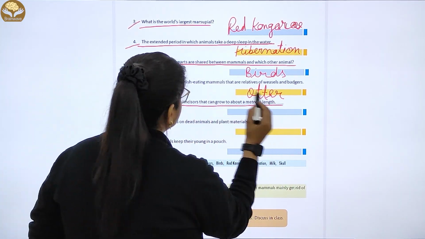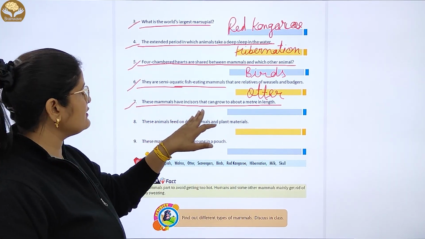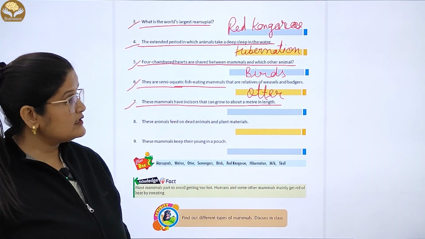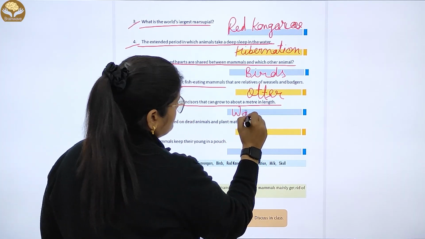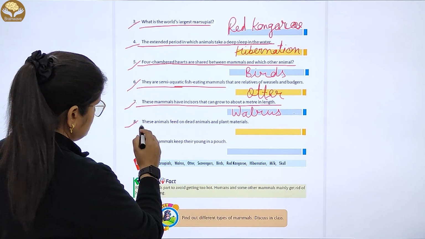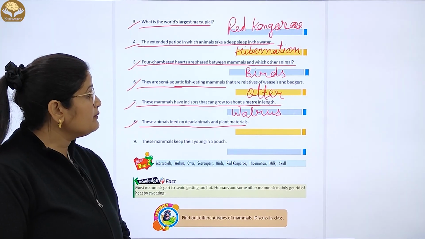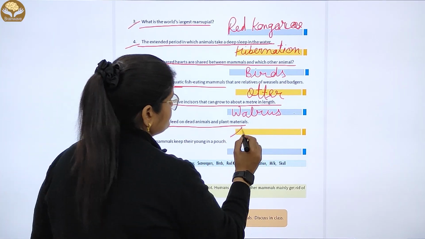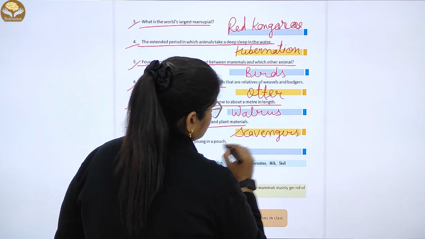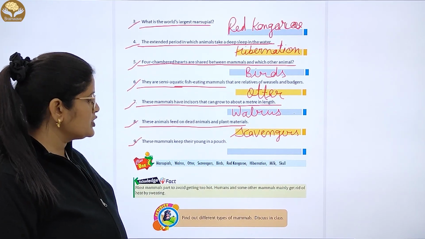Number 7, these mammals have incisors that can grow to about a meter in length. This is walrus. Number 8, these animals feed on dead animals and plant materials. This is scavengers. Number 9, these mammals keep their young in a pouch. Marsupials.